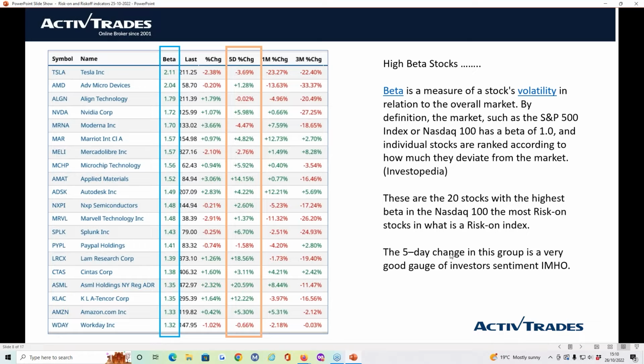so-called high beta stocks. Now, stock returns are basically divided into two portions, shall we say, under sort of classical market theory. One is called alpha. Alpha measures the idiosyncratic or unique factors within a stock that drive its price. And the other is known as beta. And beta is a measure of a stock's volatility or sensitivity, if you will, in relation to the overall market.